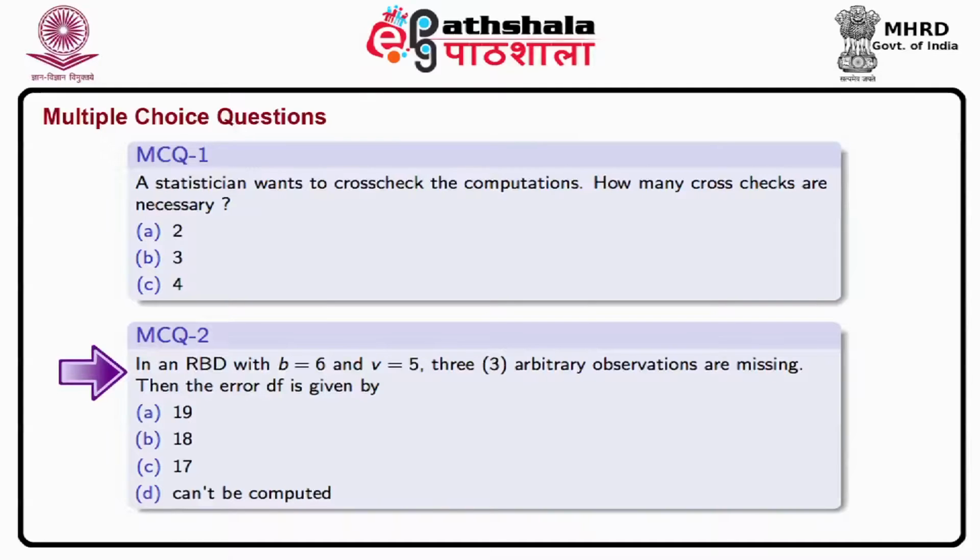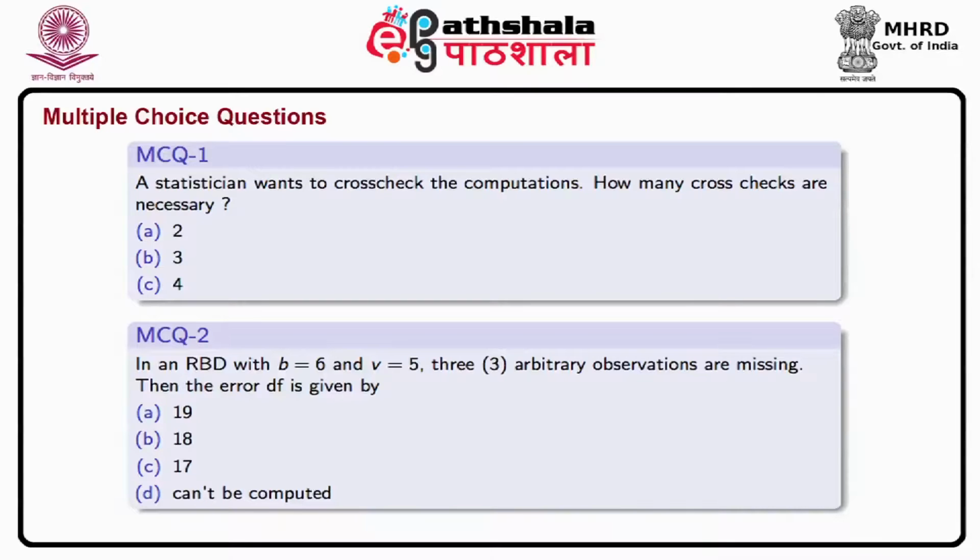Then the error degrees of freedom is given by which of the four: 19, 18, 17, or it can't be computed. So this is also an option. Okay, so 6 blocks and 5 treatments. That makes it 6 into 5, 30. The total is 30 minus 1, 29. And then due to blocks will be 6 minus 1, 5. And due to treatments will be 5 minus 1, 4.